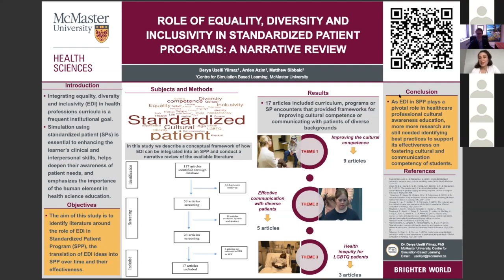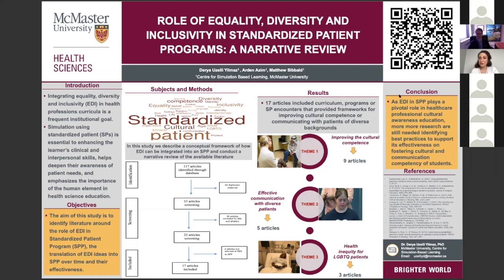Integrating EDI in health science education curricula is a frequent institutional goal, but how SP programs should support EDI-based educational approaches in health science education training is less well described. So to understand potential approaches to EDI by SP programs, we performed a narrative review of the available literature.